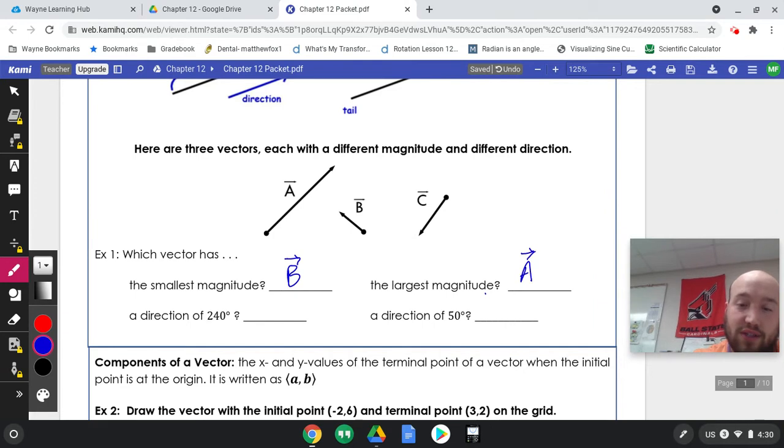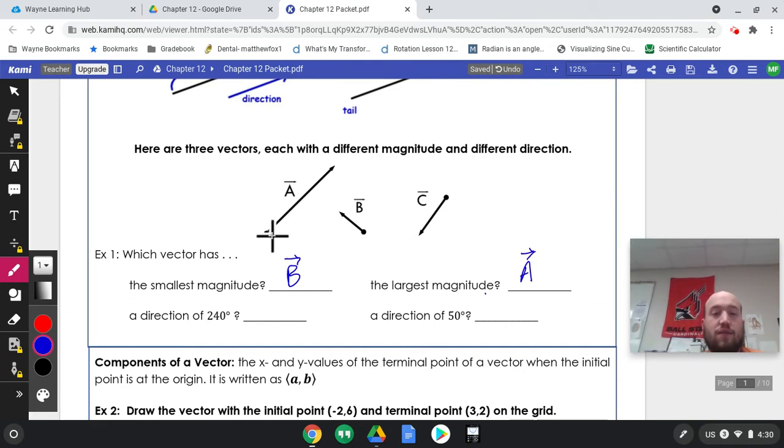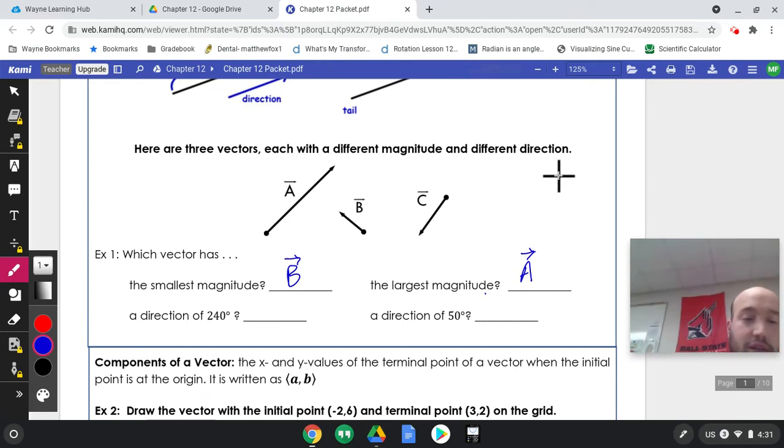Now they also have direction. Think back to that unit circle. We start from the origin, to the right is 0, so this one will be more than 0, less than 90. This one will be more than 90, less than 180, somewhere in there. This one is more than 180, less than 270, somewhere in there. So direction of 240, it has to be vector C.